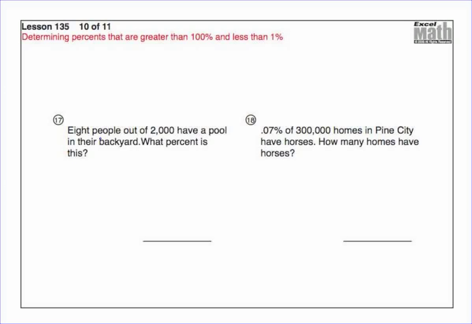8 people out of 2,000 have a pool in their backyard. What percent is this? 8 people out of 2,000. So this is a division problem. We're going to put 8.0000, a bunch of zeros, over there and divide that by 2,000. The decimal point goes straight up. 2,000 does not go into 80, does not go into 800, but 2,000 does go into 8,000. It goes in 4 times. 4 times 2,000 is 8,000. So I didn't really even need these zeros. Then to change it to a percent, you move the decimal point over 2 spots. So the answer is 0.4%.